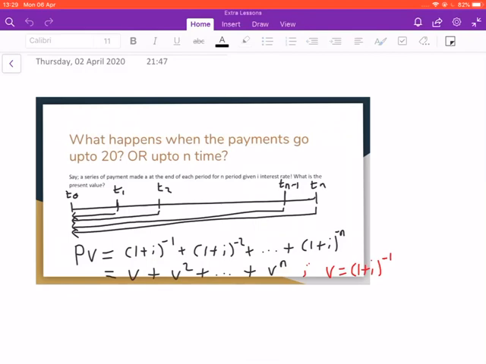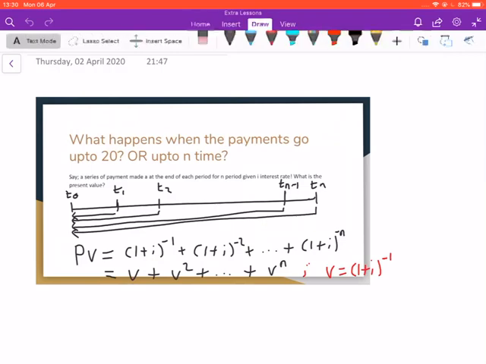let's say this payment continues up to time n. We don't tell you what time n is; it could be any number. So again, we will say that the present value will be equal to the value at time 1 discounted back to time 0, plus the value at time 2 discounted back to time 0, and you continue up until you have the value at time n, which is discounted back to time 0. That will be the present value.